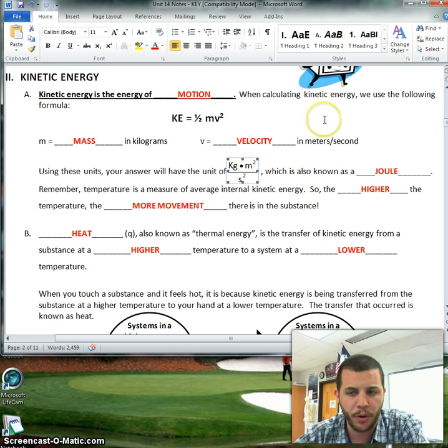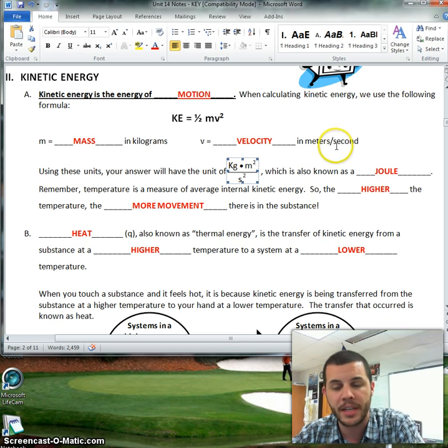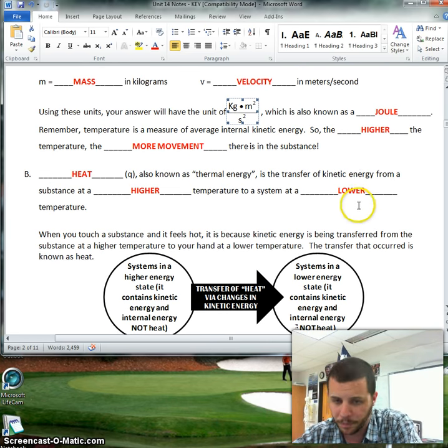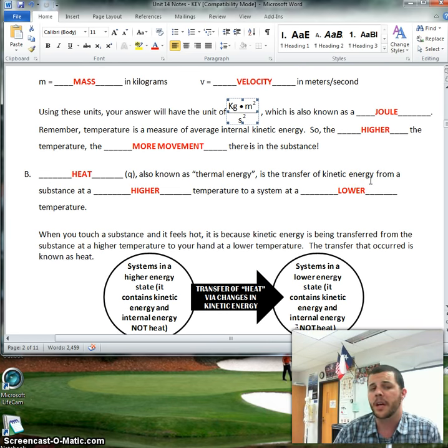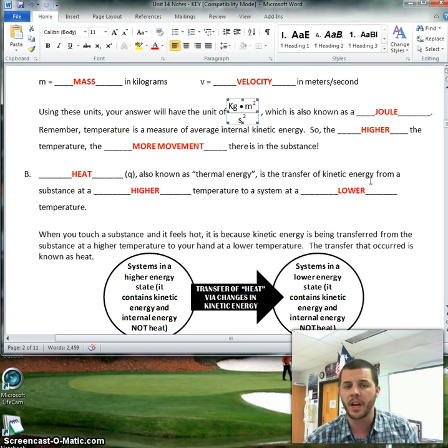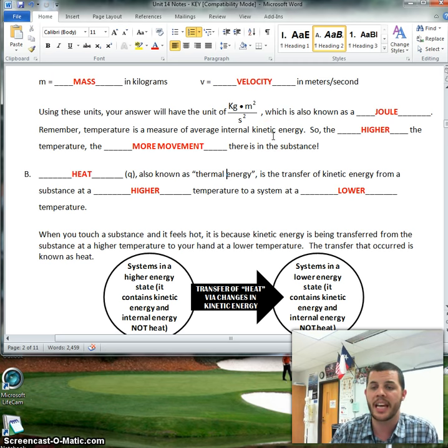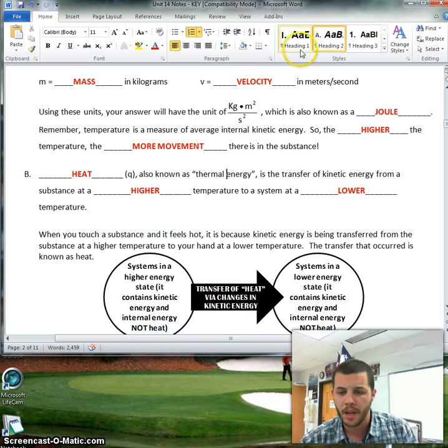Another important thing to remember is that the higher the temperature you have, the more movement there is in a substance. Now, when we're thinking about energy, a lot of times we're also thinking about heat. And heat, we're a lot of times going to represent with this variable Q. Q is going to represent heat. This is also known as thermal energy, and it's also going to be a transfer of kinetic energy from a higher temperature to a lower temperature.